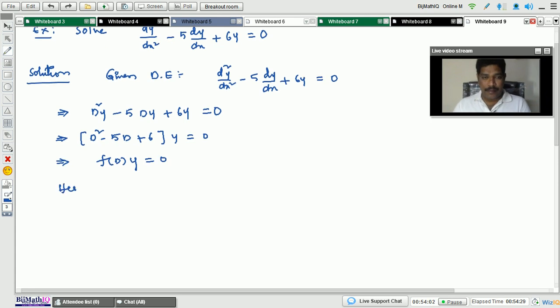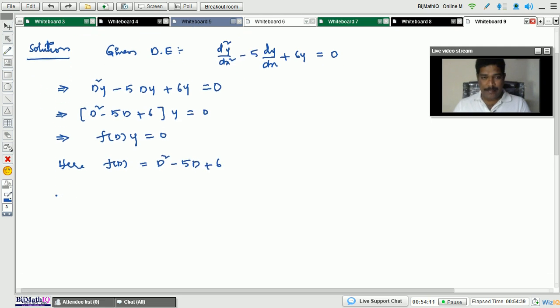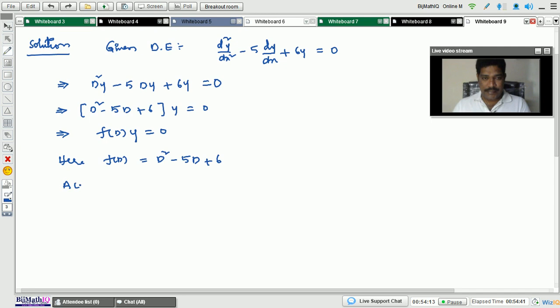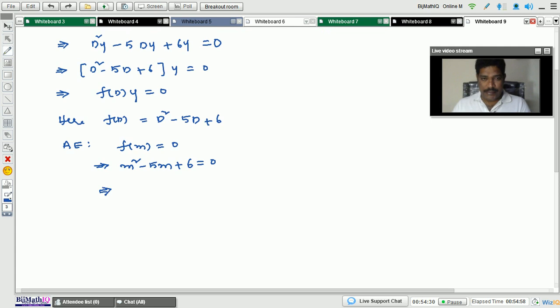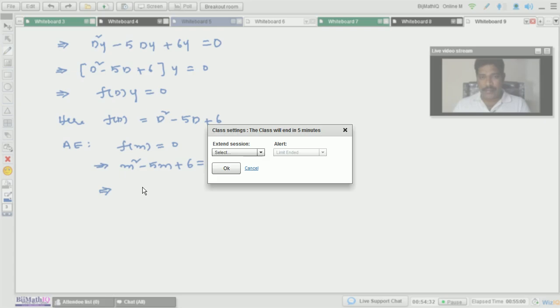Comparing here, f of D equals D square minus 5D plus 6. Immediately, the next step is the auxiliary equation. The auxiliary equation we can write as f of m equals 0. This implies m square minus 5 into m plus 6 equals 0. This implies m equals how much? Solve the equation by using the quadratic formula.